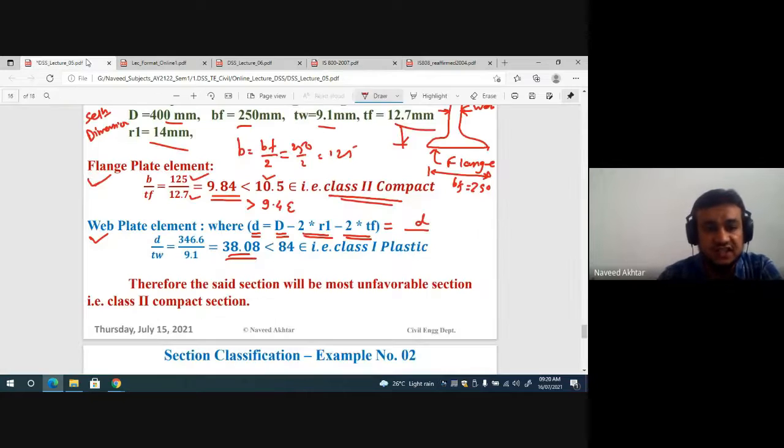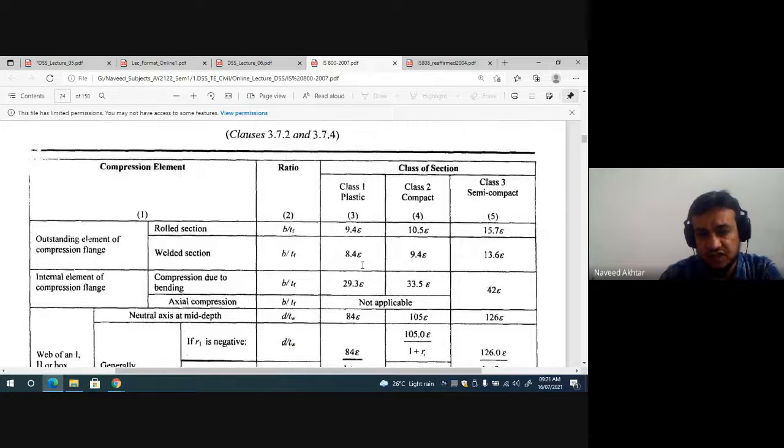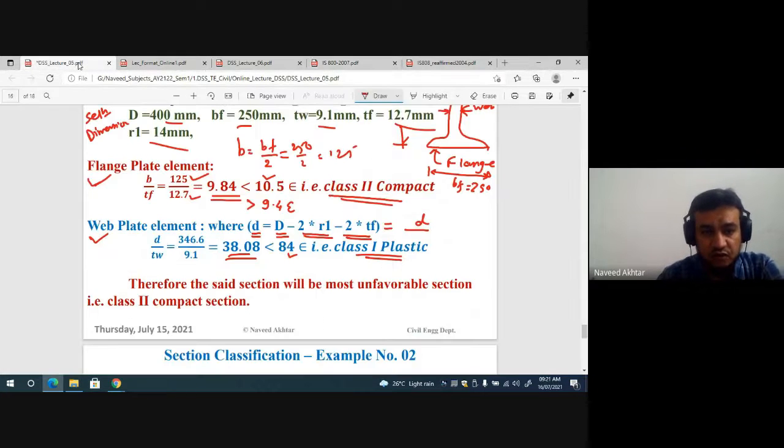Here we can see the available value, 38.08, is less than 84 epsilon, so it is coming under the class 1 plastic. You can see 84 epsilon here, and it is coming under class 1 plastic. That's why our web element is class 1.